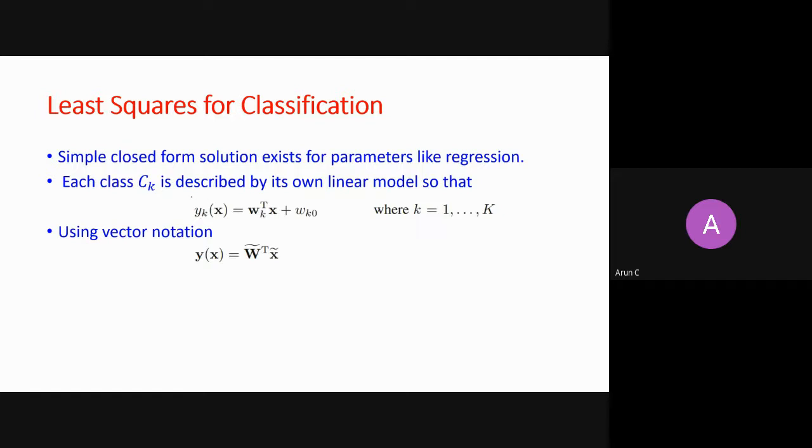This is my K discriminant function. This is my kth equation. So if you give me all the hyperplanes, I can write it this way. I can write my matrix W such that every column is one hyperplane. So it is the W parameter.